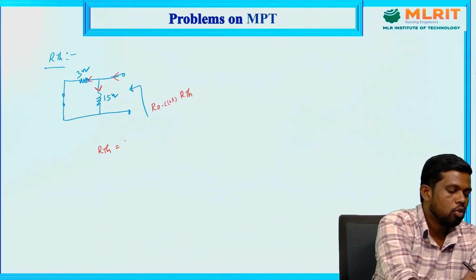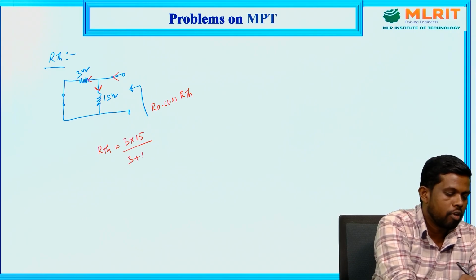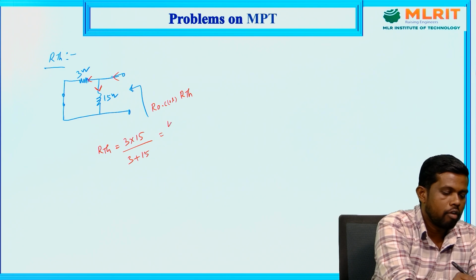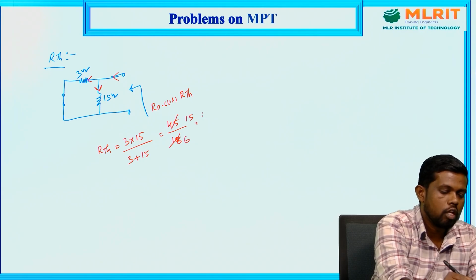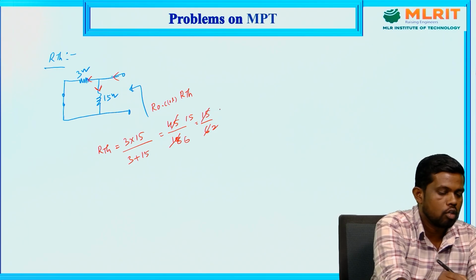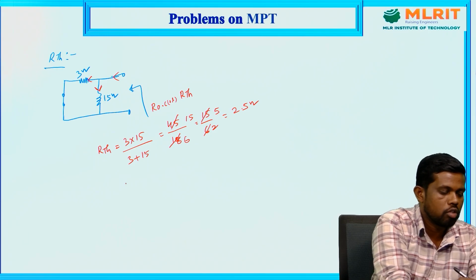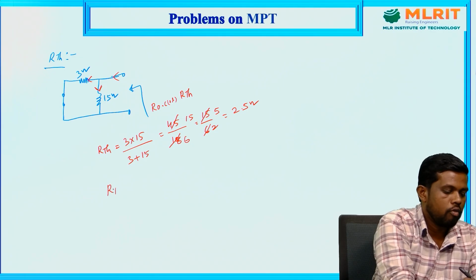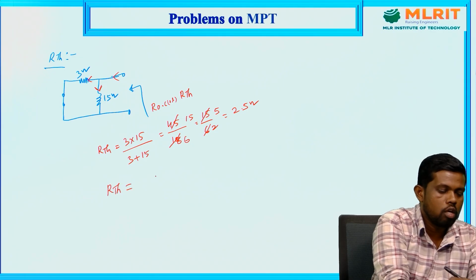So 3 into 15 divided by 3 plus 15, which is 45 divided by 18. Dividing by 9 gives 5 by 2, so we got 2.5 ohms as the effective resistance of the above combination. Therefore RTH of the above circuit is 2.5 ohms.